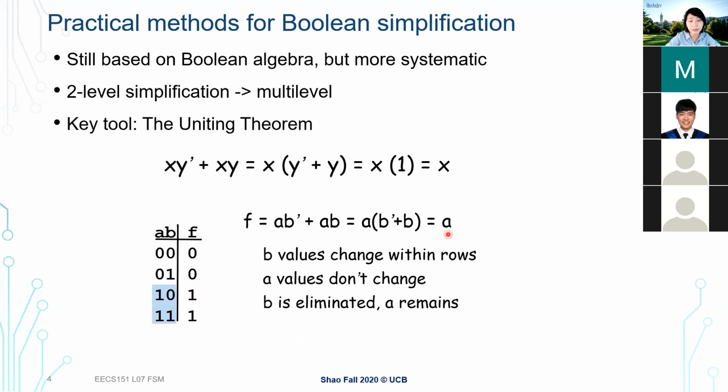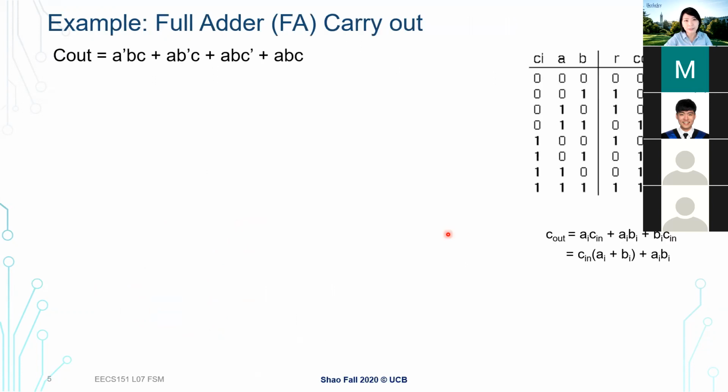With this, one of the inputs is eliminated. We actually don't need any logic gates to represent this. We just directly wire A into the output. That's an example of using this uniting theorem to do Boolean simplification. This is very useful. You can keep applying this in more complex systems or designs.